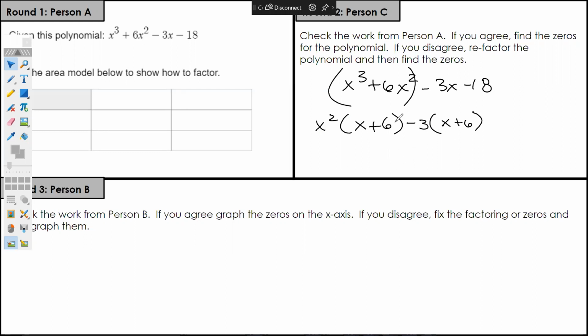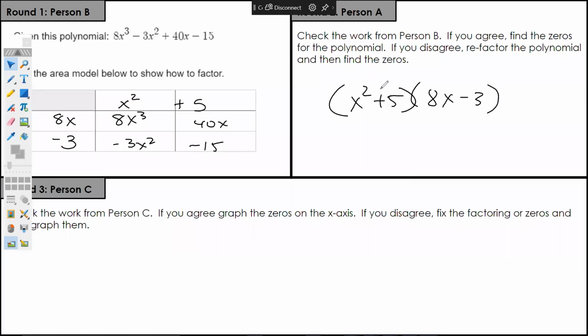Now, since these are the same, we're going to drop one. And it's going to give me x squared minus 3 times x plus 6. Can I simplify this anymore? No, so that's my final answer. Yay! So checking your work, you should have gotten x squared plus 5 and then 8x minus 3. Okay.